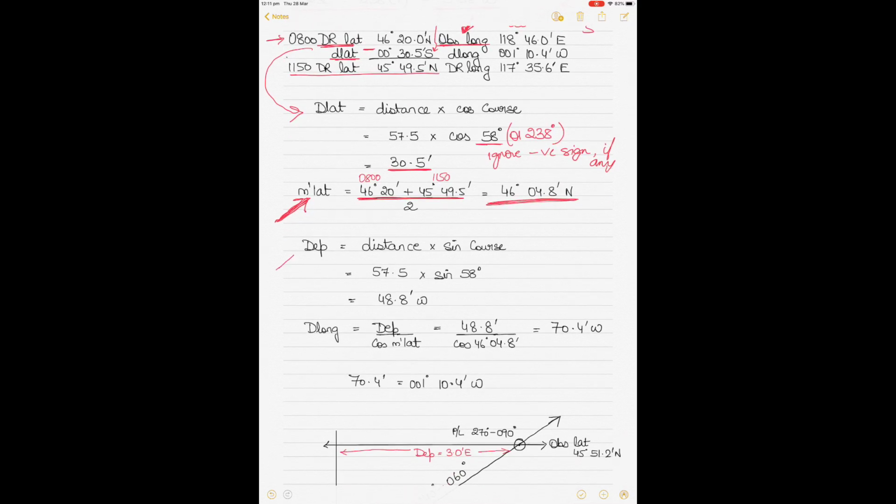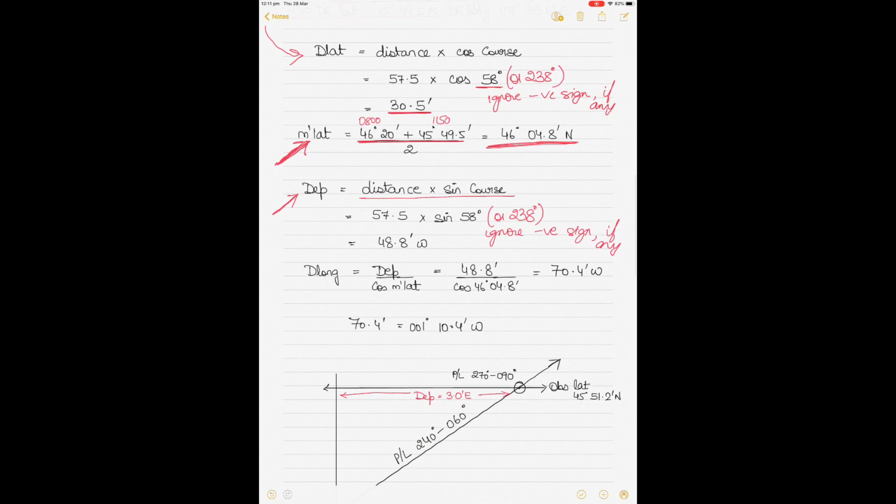Once you get your M lat, you also calculate your departure by this formula. Departure equals distance times sine of course. 57.5 is the distance times sine of 58 or 238, doesn't matter. You will get the same answer. Ignore the negative sign again if you get any. And that is your departure. Your departure is west as well because you are on a southwesterly course.